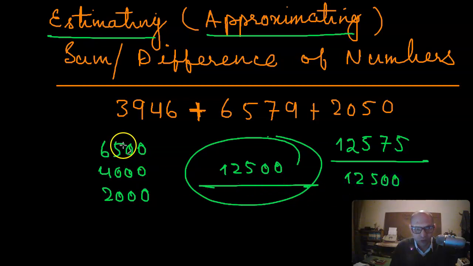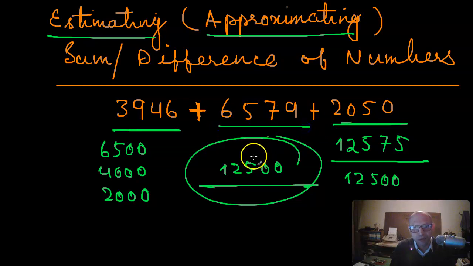So one approximation would be 12,500, right? And you saw that I rounded some of these numbers to the thousands place value, and this one to the hundreds place value. These two I rounded to the thousands place value. Why? Because this number, 3,946, is very close to 4,000. And this number is 2,050, so 50 is not much. I can just forget about the 50 and take the 2,000, which means that I rounded to the thousands place value.